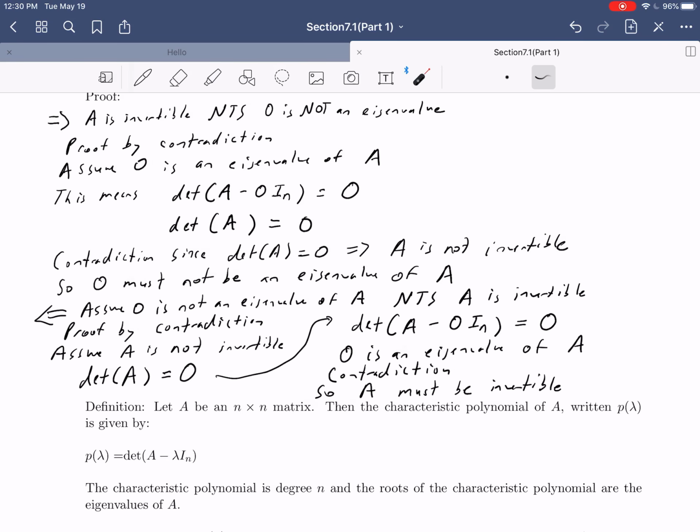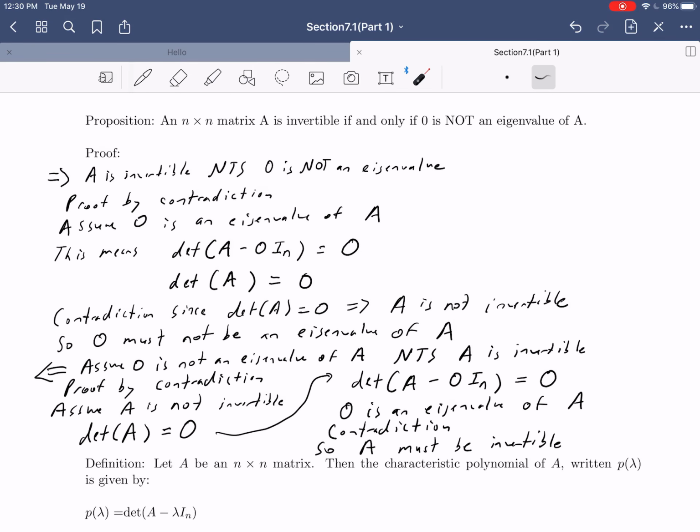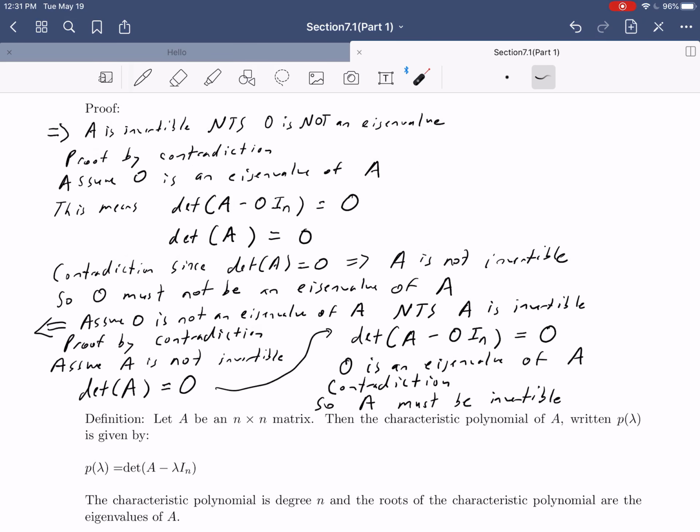So what this basically shows us is that when we say a matrix is invertible, we mean that the determinant is non-zero, and we also mean 0 is not an eigenvalue. Or if you prefer, you can say A is not invertible, which means that the determinant must be 0, which means that 0 must be an eigenvalue. So now you have a way of thinking about it in terms of invertibility, in terms of the determinant, and in terms of eigenvalues. All right, one more definition, and then we'll get into our examples.